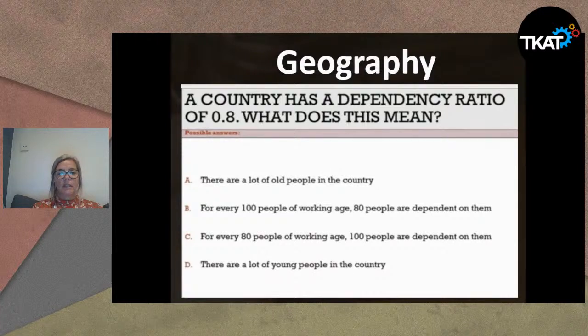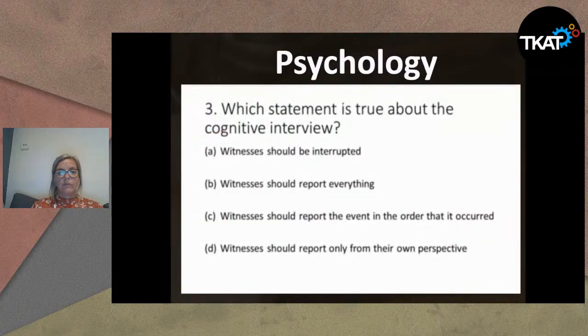Geography question might look like this. Again, some of the answers are quite close. Here's an example of a psychology diagnostic question, if you've been learning about cognitive interviews. Again, you can ask for the reasoning behind this and how they know.